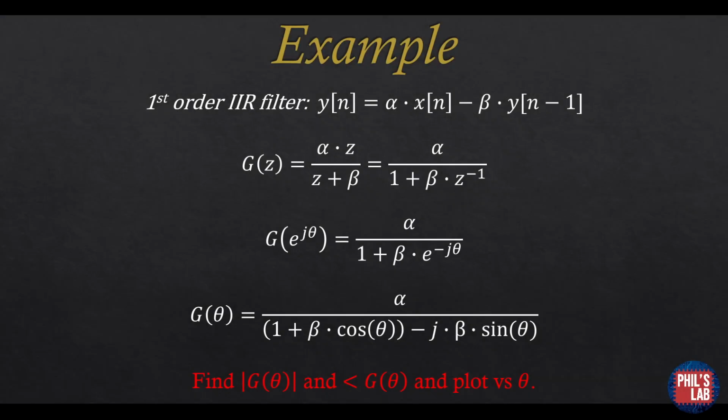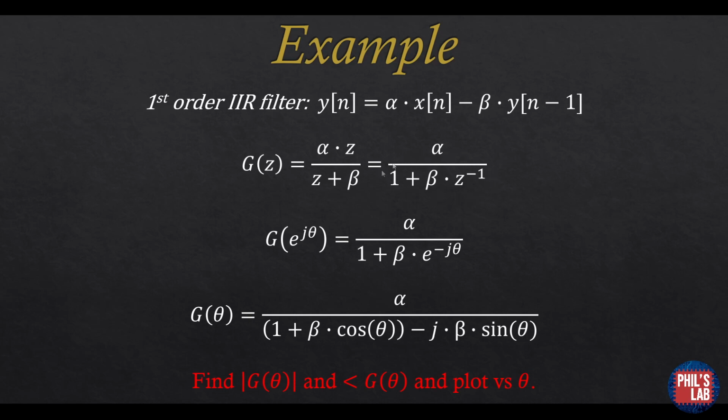So again, just an example to reinforce things. We start off again with our first order IIR filter. We take the Z transform and rearrange to find our transfer function. Again, it's alpha times Z divided by Z plus beta. What I typically like to do is write the transfer function in terms of Z to the minus 1, because it eliminates one of the Z's, so we have alpha over 1 plus beta times Z to the minus 1. When we substitute e to the j theta into Z, it makes it a bit easier.